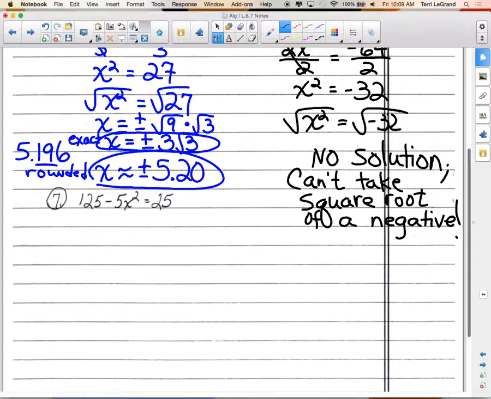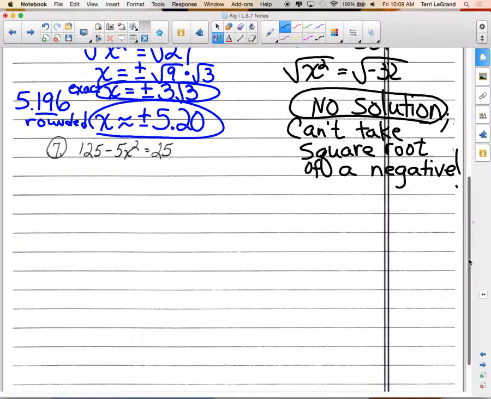I think we put an exclamation point there. Oh, because we already tried it for negative 64, didn't we? And it didn't work, did it? Okay, so our answer for this one is no solution. Well, if there's no solution, we can't exact it or round it. Okay, one to go.